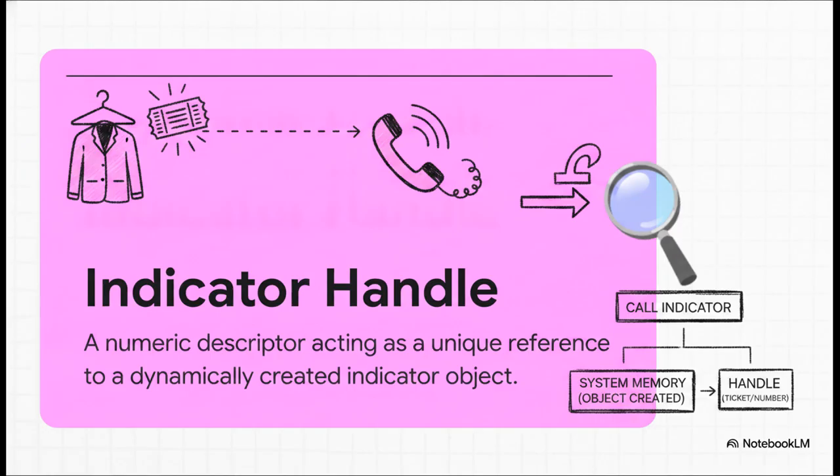I actually like to use the coat check analogy. When you hand your coat to a cloakroom attendant, you get a ticket with a number on it. That ticket obviously isn't your coat, but it's the unique reference you literally must have to get your coat back later. In MQL5, this handle is the exact phone number you've got to dial every single time you want to access that specific indicator's data stream.